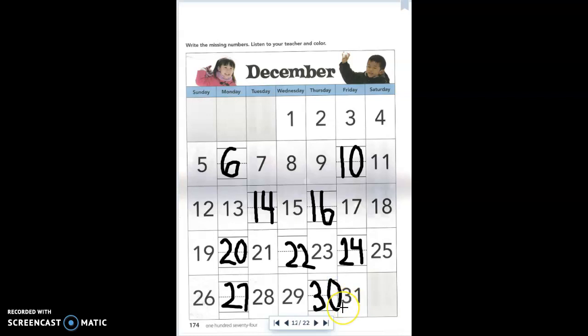But guess what? I am not done. They want me to color in all the numbers in the Tuesday column blue. So I have to go get a blue crayon. Here's my blue crayon. And now I need to look at the columns up at the top. The columns are labeled by the day. So Sunday, Monday, here's Tuesday. They want me to color all the numbers in the Tuesday column blue.